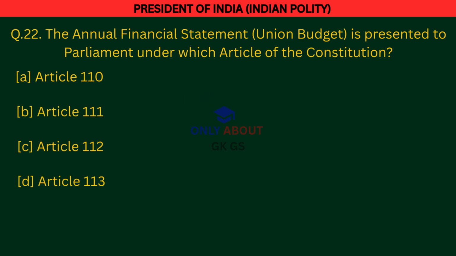Next question. The annual financial statement is presented to Parliament under which article of the Constitution? Correct answer: Article 112.